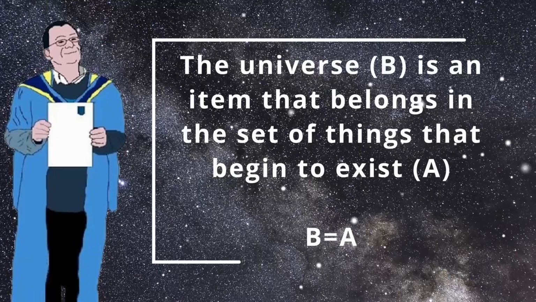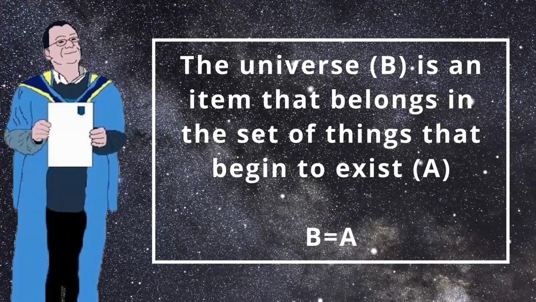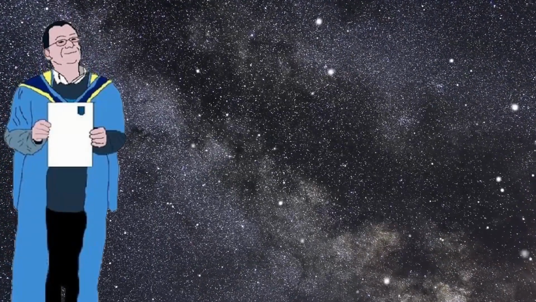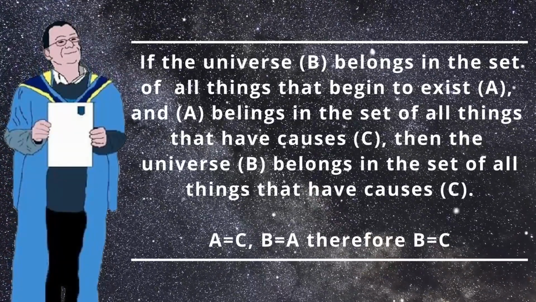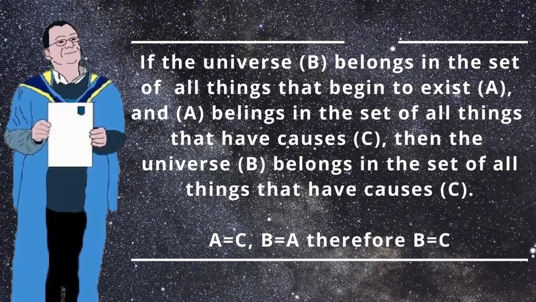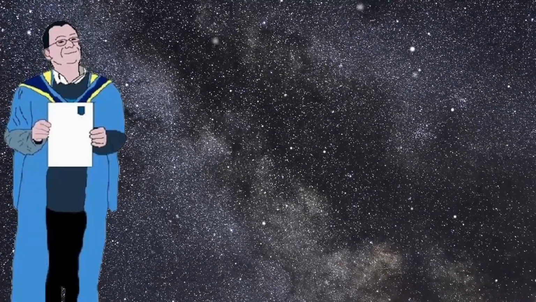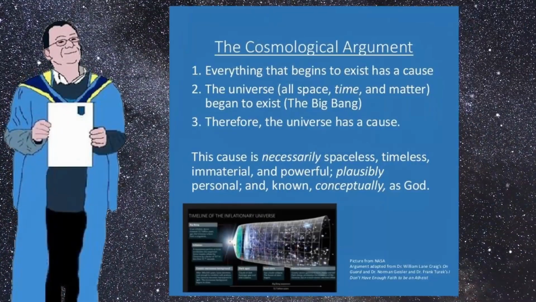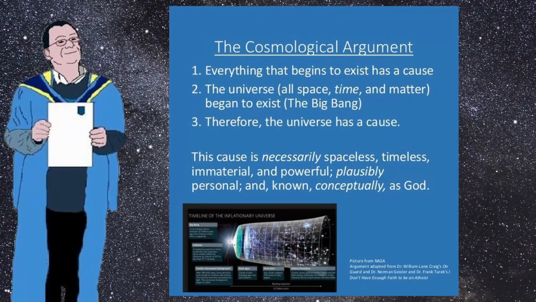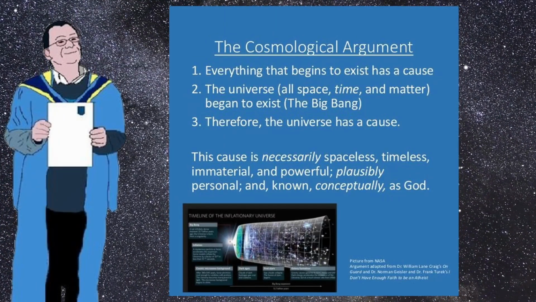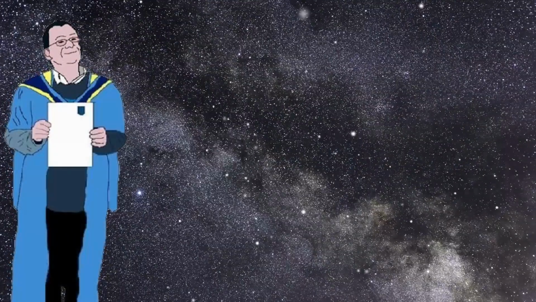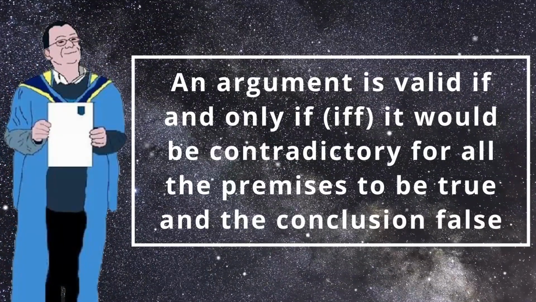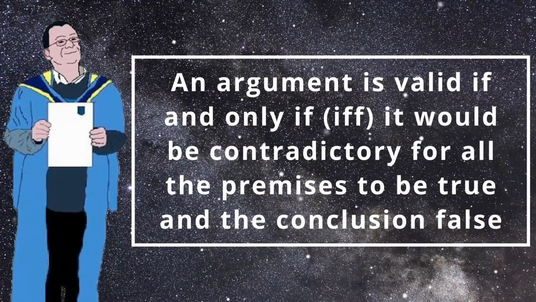The second premise places the universe in set A, so B equals A. From this, it is inferred that the universe also belongs in the set of all things that have a cause, or B equals C. You will have recognized the argument as the standard form of the kalam, meaning that the kalam follows the form A equals C, B equals A, therefore B equals C. And this preserves all the inferences, and the conclusion correctly follows from the inferences.